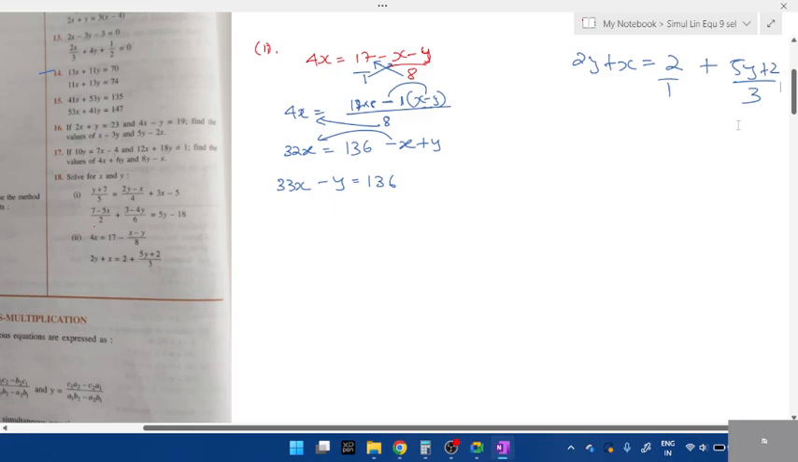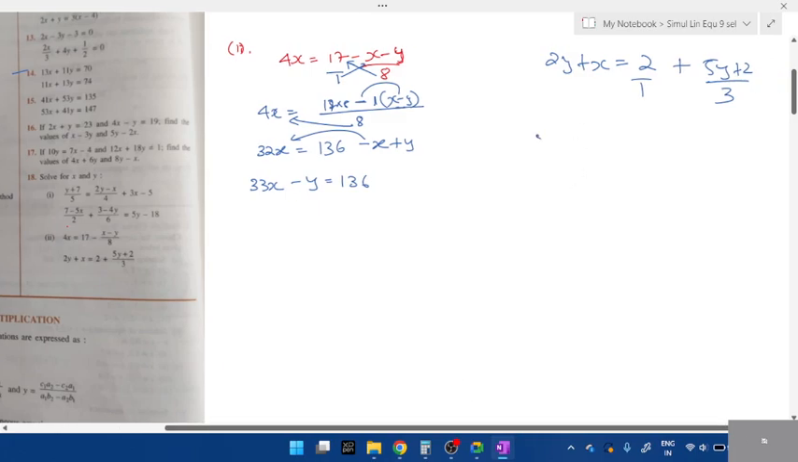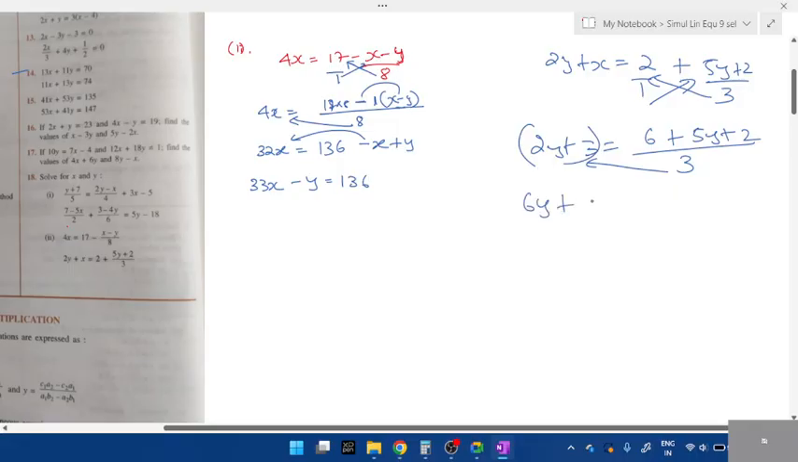You see, one thing, students, we have done so many questions. You all have to figure it out. You should tell me the final answer. 2y as it is. What's the LCM? 3. If you cross multiply, 3 twos are. What happens to 2, 3? With the entire thing. 6y plus 3x. This x, right? Okay. 6y plus. What is 6 plus 2?